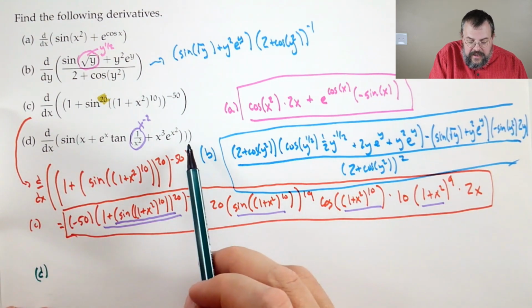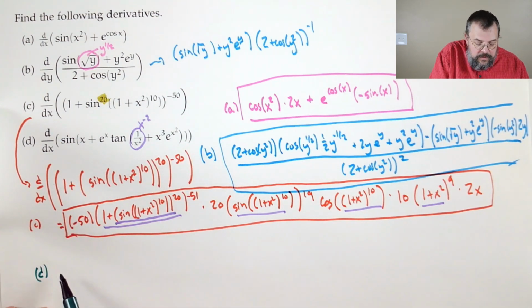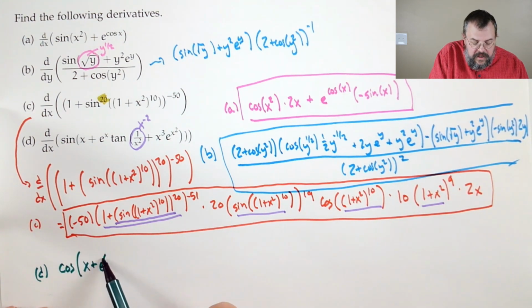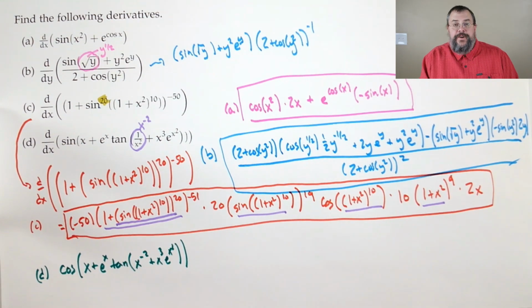So our outside layer is the sine function. So the derivative of the outside is the cosine. Leave the inside alone: x plus e to the x tangent of x to the minus 2 plus x cubed e to the x squared. Okay? So far, so good. Times the derivative of the inside.